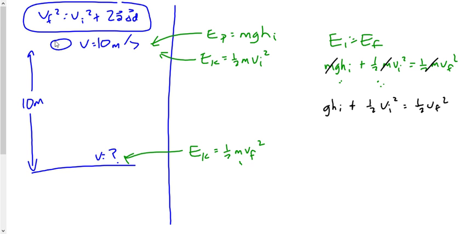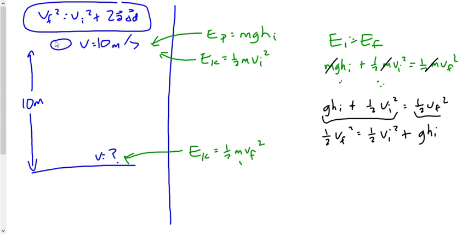Good? Okay, let's rearrange this a little bit here. You know what? Let's change the order of this. Let's say 1/2 vf squared equals 1/2 vi squared plus gh initial. Can we do that? That's exactly the same thing, right? I'm just putting what was on the right-hand side over on the left-hand side and what was on the left-hand side over on the right-hand side.